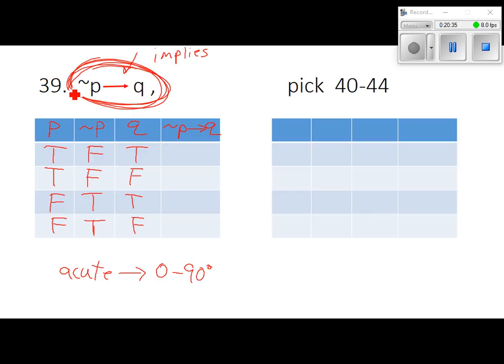All right? So with this, is this what 39 says, or did I just write it?